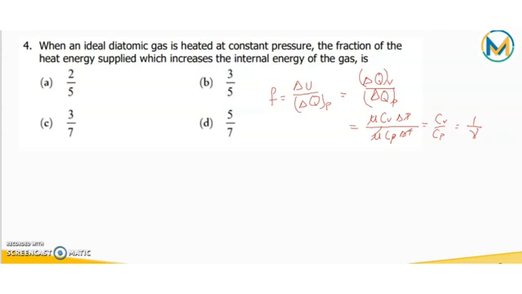Now we know that for diatomic gas, gamma is equal to 7 upon 5. So the fraction of the heat energy supplied which will increase the internal energy of the gas is given by 1 upon gamma, that is equal to 5 upon 7. So the correct answer among the given options is option D, that is 5 upon 7.